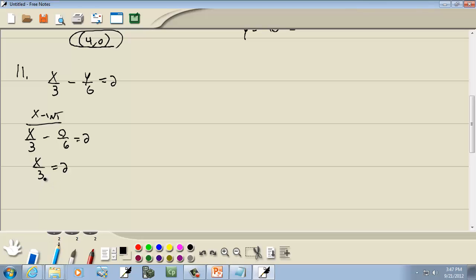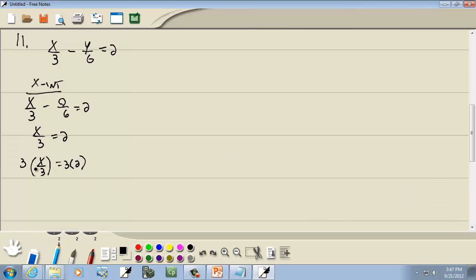Now we want to get x by itself. This is a linear equation. Get rid of parentheses, get rid of fractions, multiply everything by the LCM of all your denominators. We only have one denominator, so multiply both sides by 3. And those 3's cancel, and we've got x is equal to 6. So this point would be (6, 0).